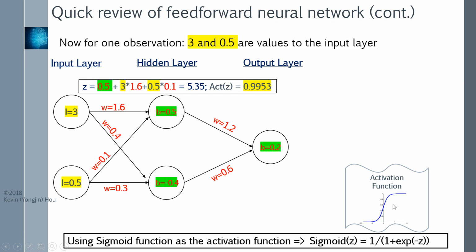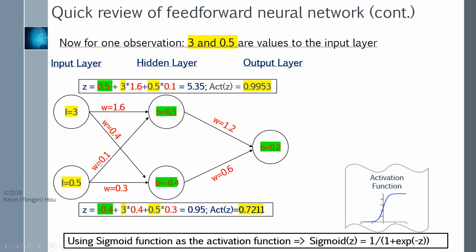Now, if we plug this z value into the activation function, which is the sigmoid function in our case, because the z value is a pretty big value, 5.35, it's somewhere probably here. If we read vertically, we get the corresponding vertical value of 0.9953, because this z value is pretty far off horizontally. As a result, the activation function returns something really close to 1. So this is our first example.